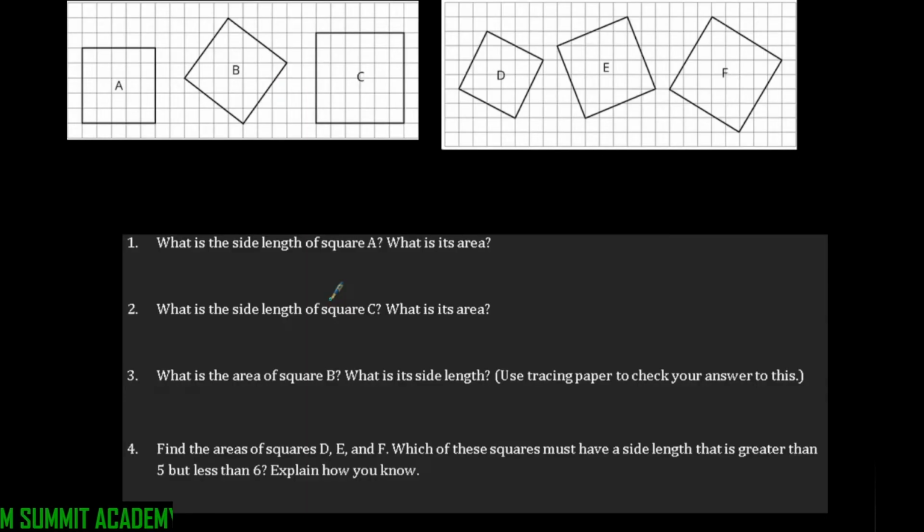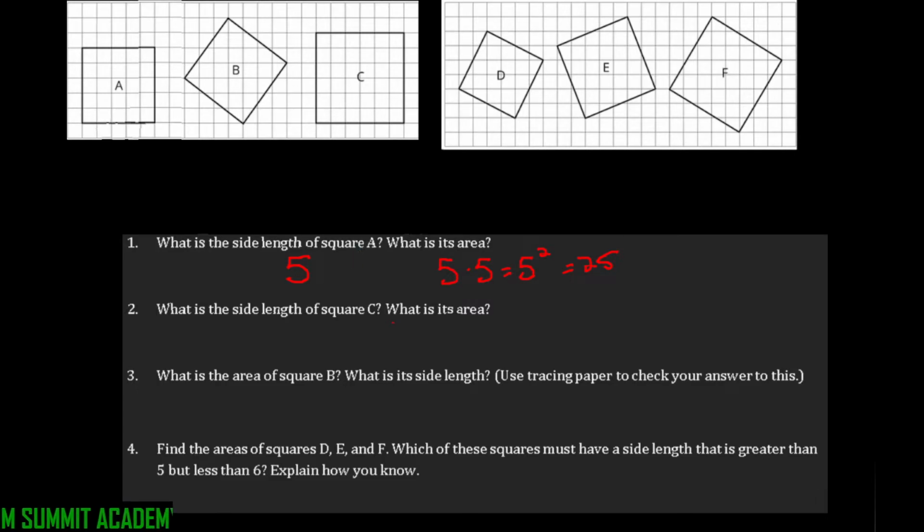So make sure you're seeing how these are set up. Again, real simple, be able to find the side lengths and be able to multiply, because we said the area of a square is the side length squared, or the side length times another side length. So for example, the first one asks, what is the side length of square A? I can count 1, 2, 3, 4, 5. So the side length of square A is 5. What's the area? Well, that's 5 times 5, which is 5 squared, which is 25.